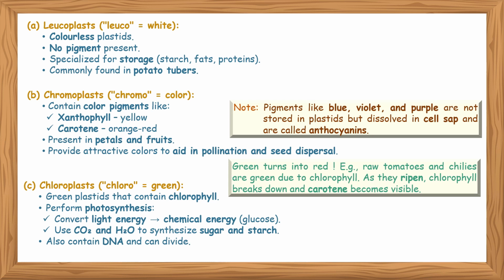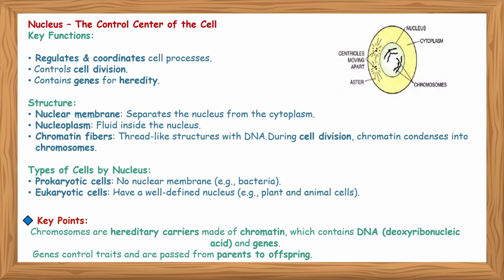Chloroplast, chloro means green. The green plastids contain chlorophyll. They perform photosynthesis. They can convert light energy into chemical energy like glucose. They use carbon dioxide and H2O to synthesize sugar and starch. They also contain DNA and can divide. Green turns into red, for example raw tomatoes and chilies are green due to chlorophyll. As they ripen, chlorophyll breaks down and the carotene becomes visible.